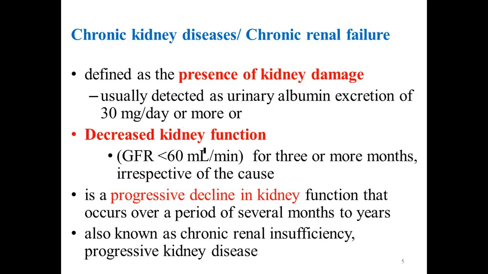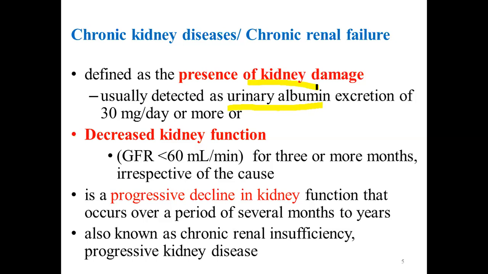When you say chronic kidney disease, also known as chronic renal failure, it is commonly defined as the presence of kidney damage or a decrease in kidney function. Mostly, the presence of kidney damage can be detected by using the albumin level in the urine. Whether there's albumin in the urine, we call it proteinuria. This is the major marker. As I mentioned before when discussing AKI, if you notice protein in the urine, it will give you an idea there's damage in the kidney.